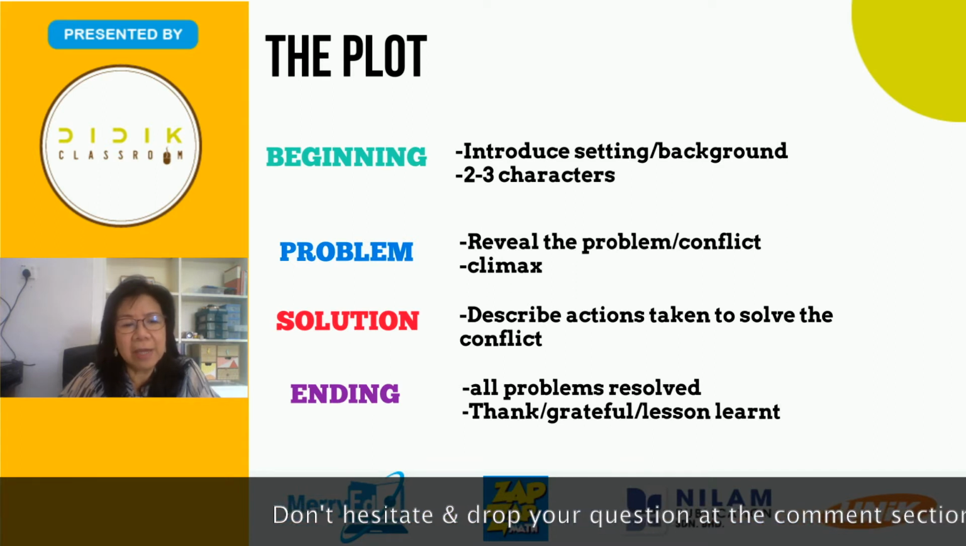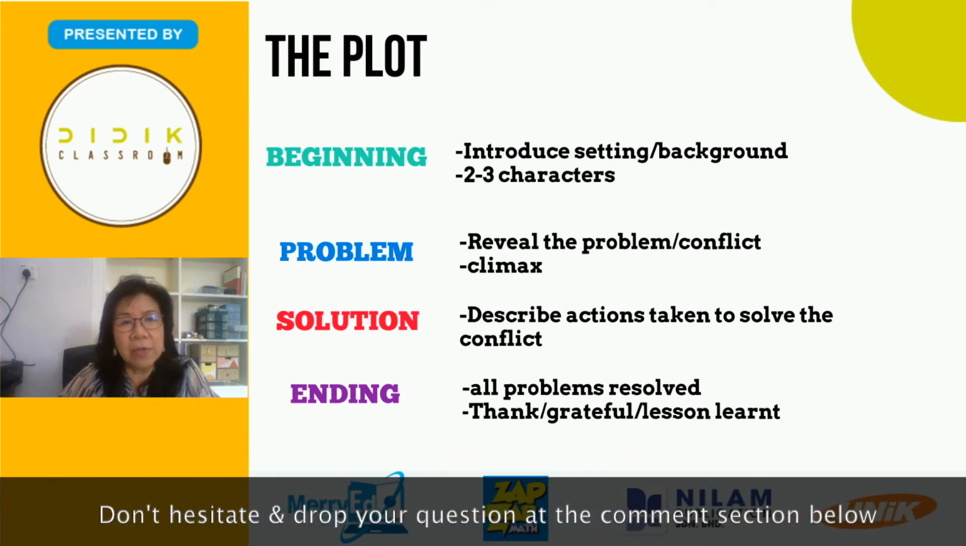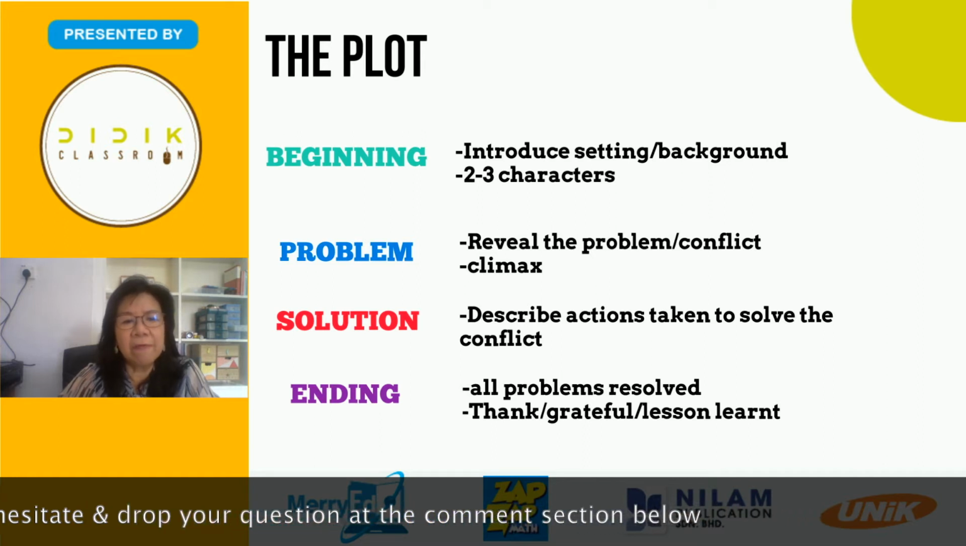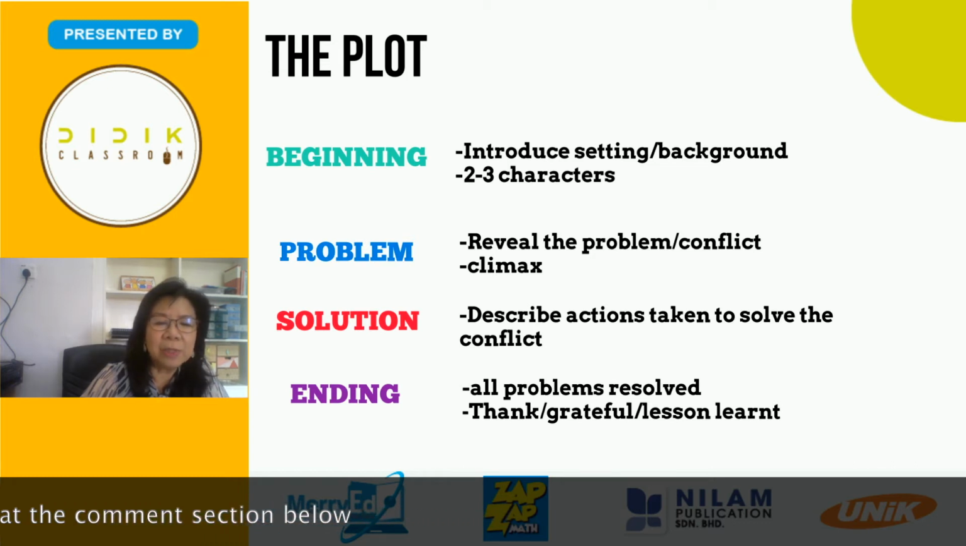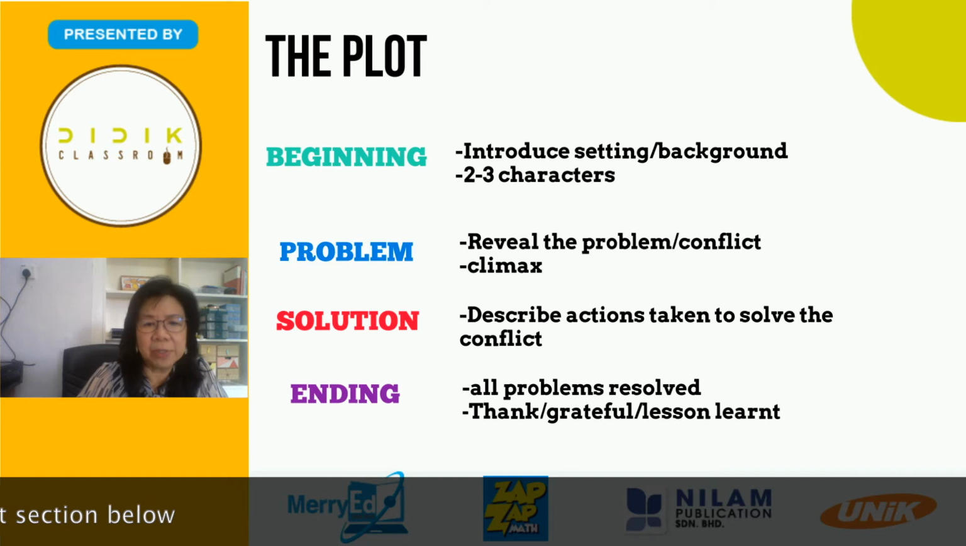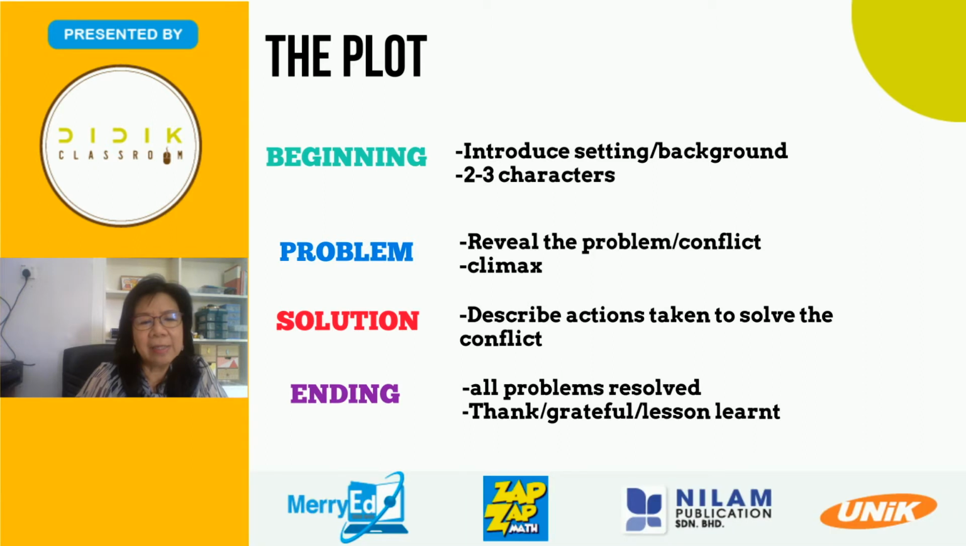In the third part of the story, you introduce who came to help, the people involved, and the actions taken to solve the conflict. And then the ending is where all the problems are resolved, right? Whether good or bad, it comes to an end, and there's someone who's thanking someone, someone who felt grateful. Maybe you want to end it with a lesson learned. If it's not given, you would like to add that. So that's it. So simple, right? Very easy. 4 parts to the story: the beginning, the problem, the solution, and the ending.